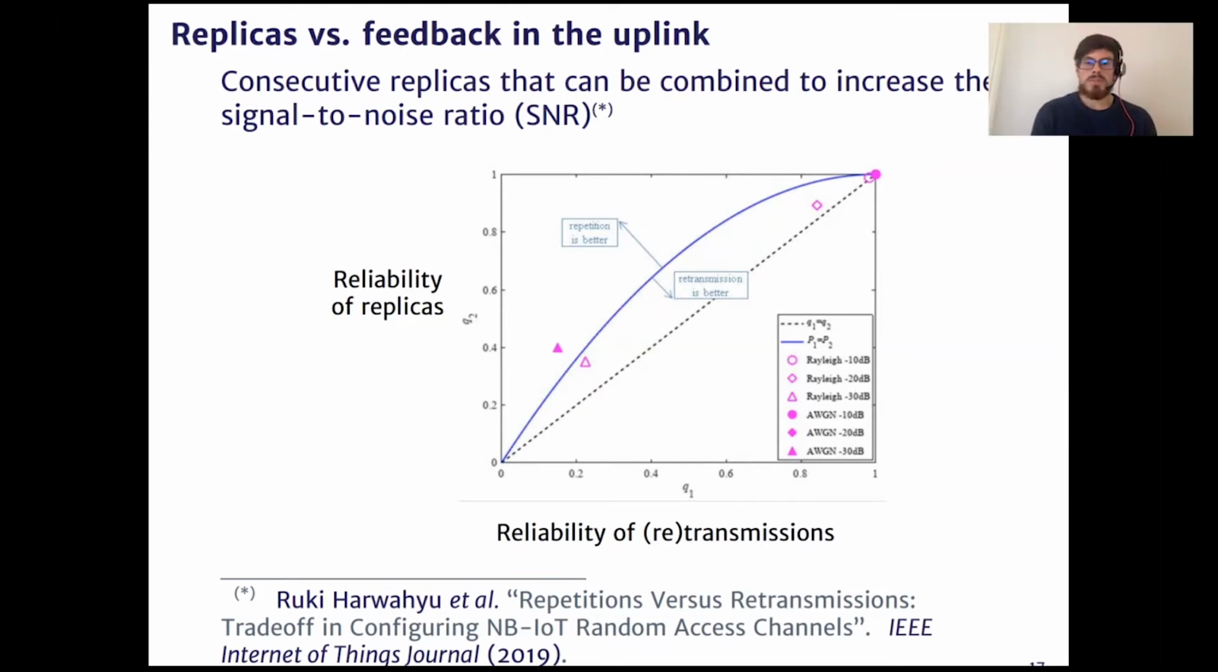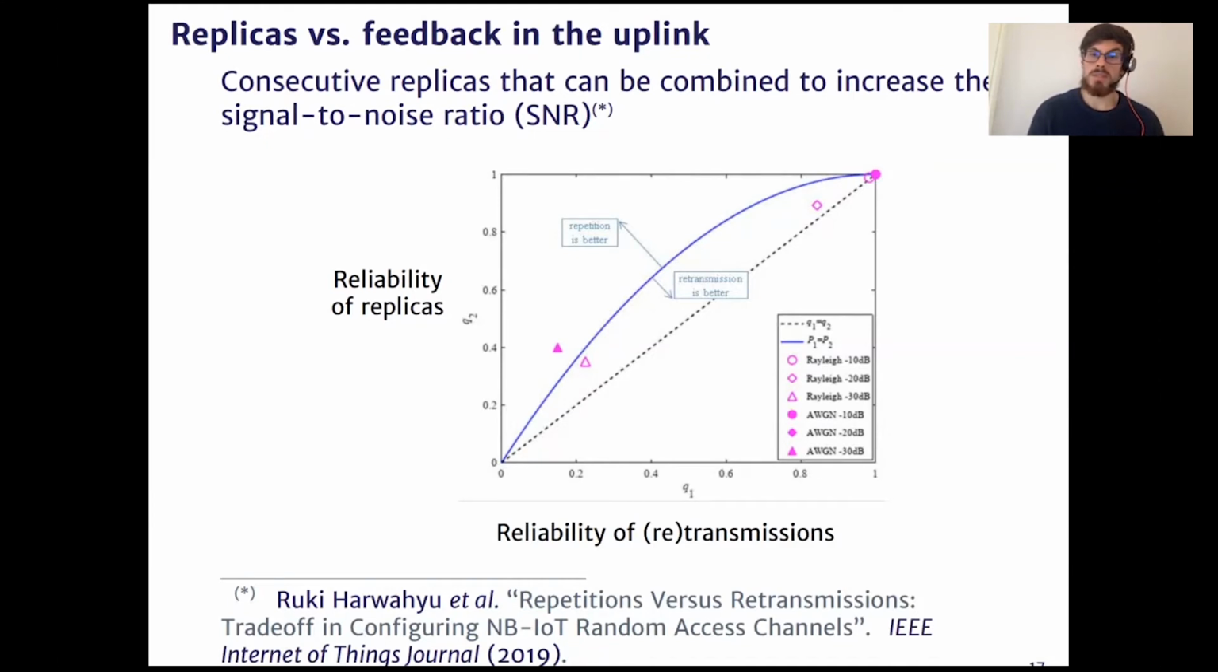So this paper basically shows the regions between reliability of retransmissions and reliability of replicas, which is always higher than retransmission because of this coherent sum of the SNR. And they show some regions where repetition is better, repetition being replicas, and regions where retransmissions are better, depending on the type of channel and on the reliability. So there are quite some trade-offs. This figure is for 2 replicas or 2 retransmissions.